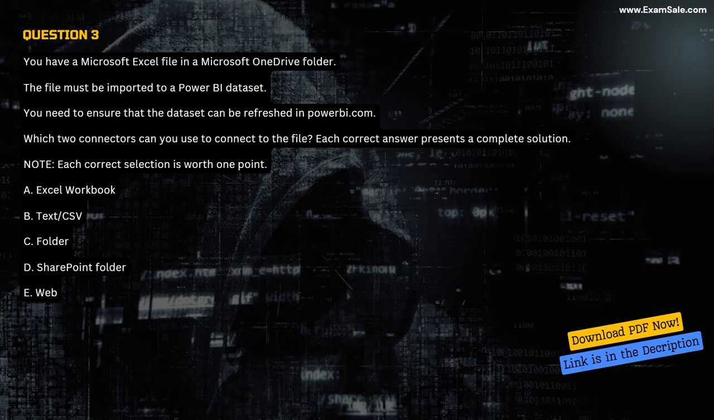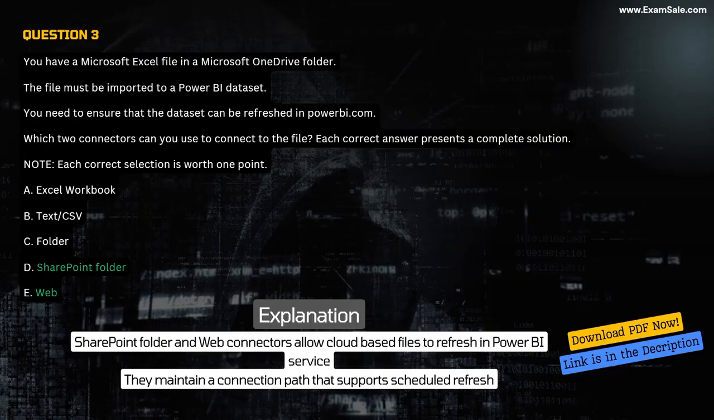A. Excel workbook. B. Text/CSV. C. Folder. D. SharePoint folder. E. Web. Correct answer D and E. SharePoint folder. Web. Explanation. SharePoint folder and web connectors allow cloud-based files to refresh in Power BI service. They maintain a connection path that supports scheduled refresh.